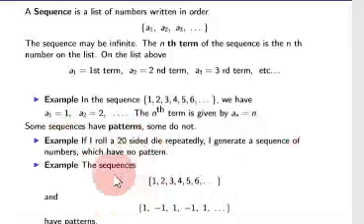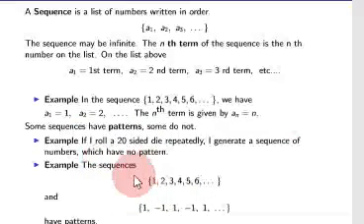If you assume a sequence has a pattern, for instance this one here, look at this pattern: 1, negative 1, 1, negative 1, 1, negative 1. First look at the even terms and the odd terms: first term, second term, third term, fourth term. At the odd positions it takes 1, and otherwise it takes negative 1. We assume this has a pattern.